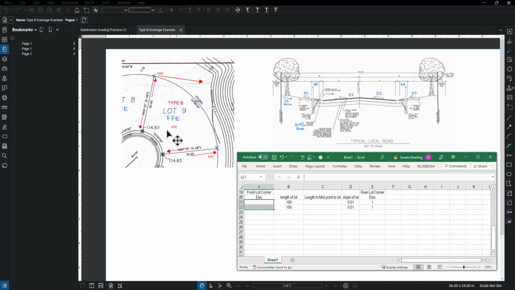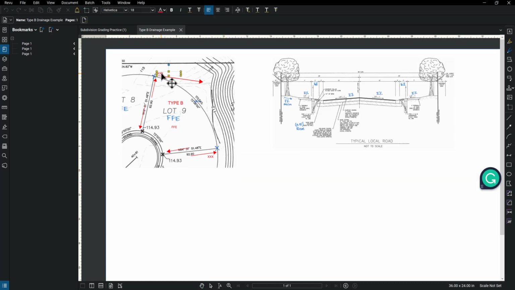So I'm going to look at the front lot corners, and I've given you the front lot corners of lot 9, and one of them is 114.93 and the other one is 114.93. So this makes it pretty simple. Okay, that means there's a high point right here, and water's going to roll to the left and it's going to roll to the right. It's going to drain down.